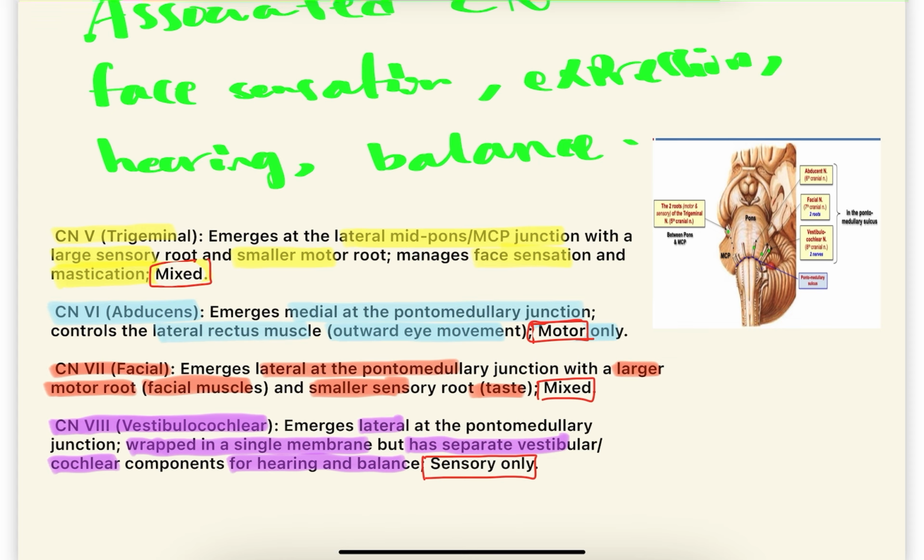And then I have the abducens, which is this one right here. It's basically medial at the pontomedullary junction, or the sulcus right here. It helps in what? It helps in your lateral rectus muscle of your eye. So it helps in the outward eye movement, and it's only motor.